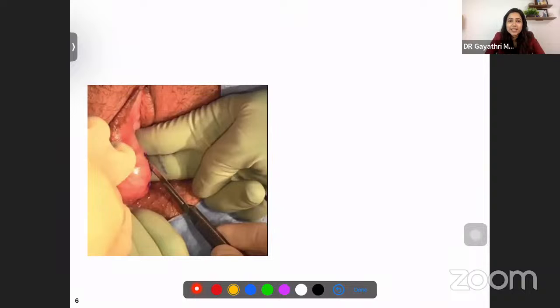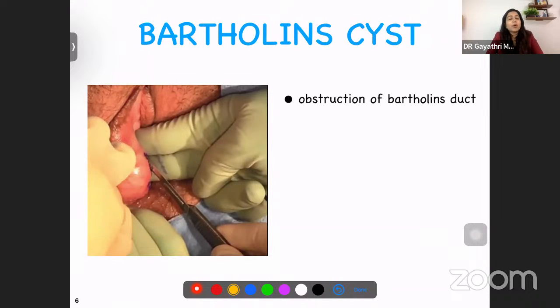What is the image that you see here? Here you will see that the bulge is not at the level of hymen, but slightly posterolateral part of vagina. And this is very characteristic of Bartholin cyst. So this is Bartholin cyst. And why does Bartholin cyst happen? So basically we have Bartholin glands, which is going to cause lubrication at the time of intercourse. And they have this Bartholin's duct. So any obstruction to the Bartholin's duct can lead to Bartholin's cyst, and sometimes even they can get infected. And this condition is known as Bartholin's abscess.